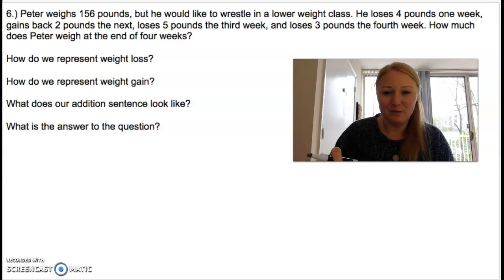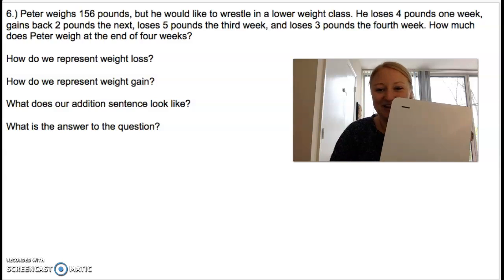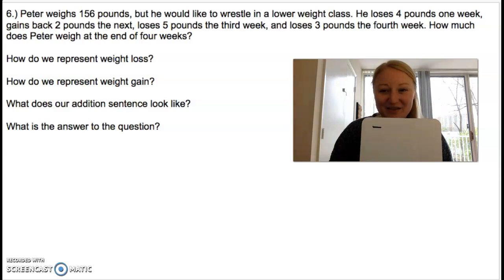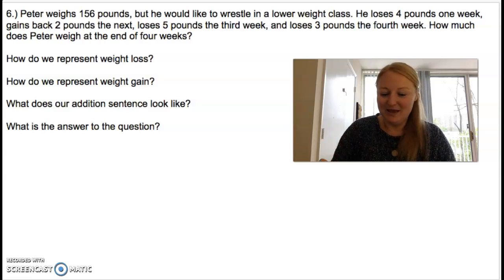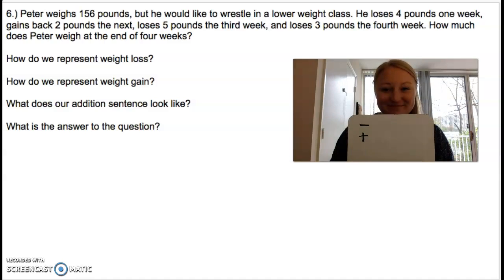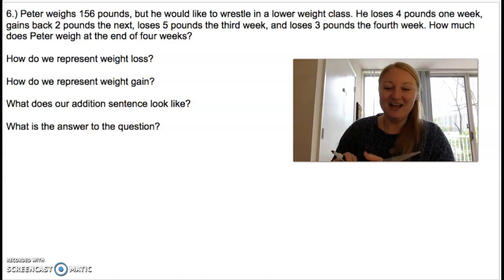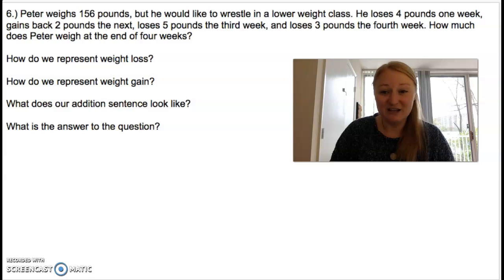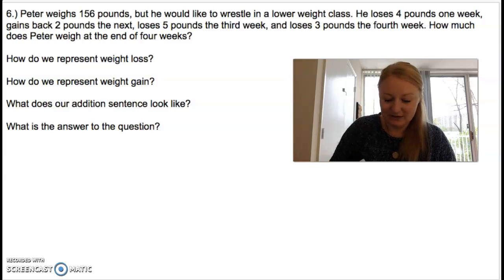How do we represent weight loss? Weight loss would be represented with a subtraction or a negative sign. Weight gain would be a positive. And now we're going to create an addition sentence to match this. So we want to know what his final weight is. So we do need to know where he starts. So Peter starts at 156 pounds.